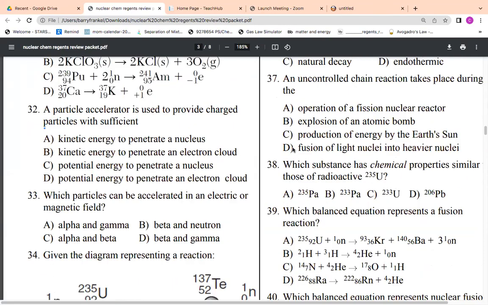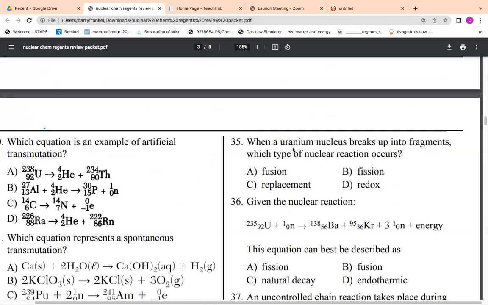Number 35. When a uranium nucleus breaks up into fragments, which type of nuclear reaction occurs? Again, it means that we're breaking something up into fragments. Redox, this is not it. Replacement, that's not it. We haven't gone through these yet. These are all chemical reactions.